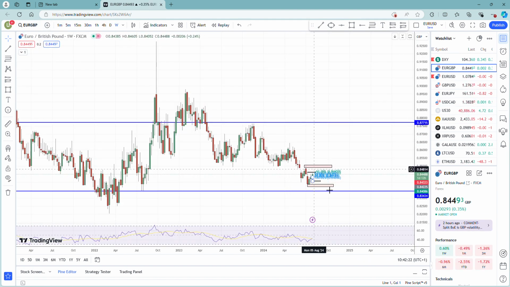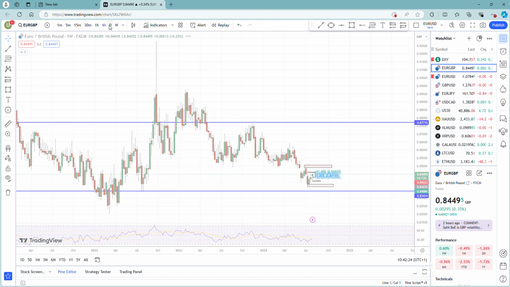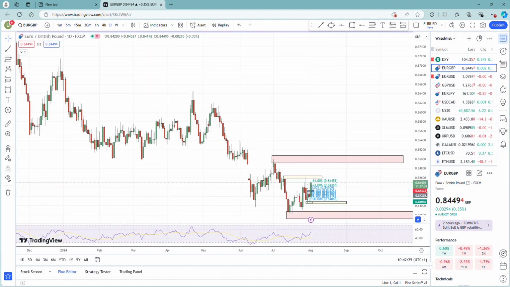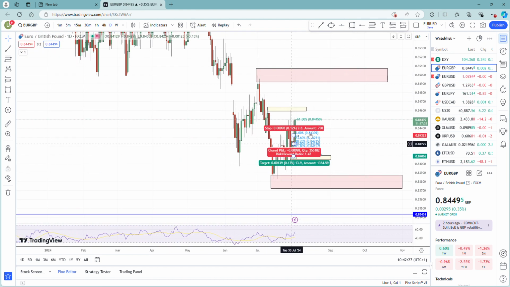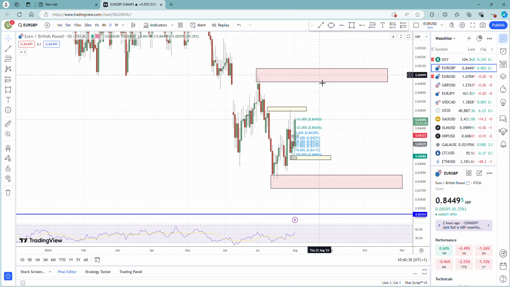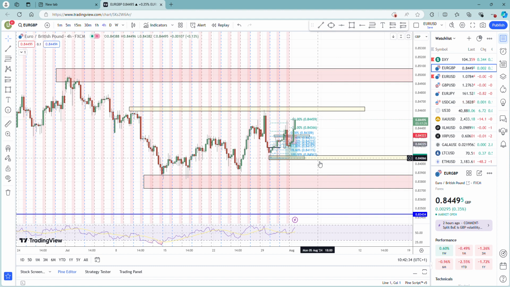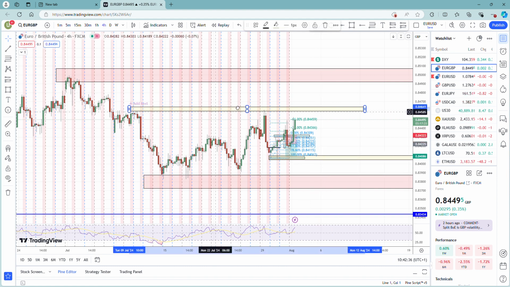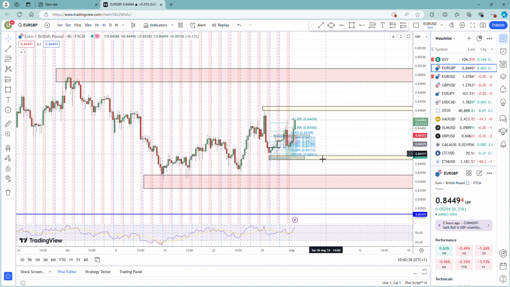Trap the price between two weekly levels, go into the daily time frame. You can clearly see here the two daily levels. It's currently bullish, it looks to be going to this region here. If you go to the H4, you can see it's approaching the H4 resistance.